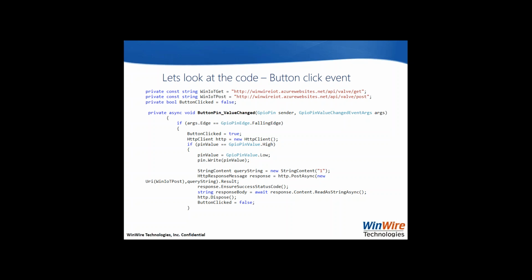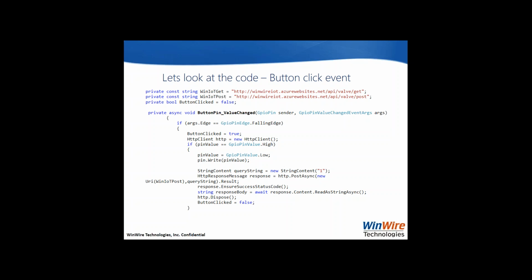So GPIO pin, falling edge. I have a variable called pin value which stores the previous pin value. I'm trying to see if the pin value is high. If the pin value is high, it means the tap is turned off right now, so I have to turn it on. So I'm setting the pin value to low, which means now I have swapped the value. Which means the voltage will be passed to the solenoid valve, so the tap will be turned on. So here the tap is turned on by swapping the pin value.